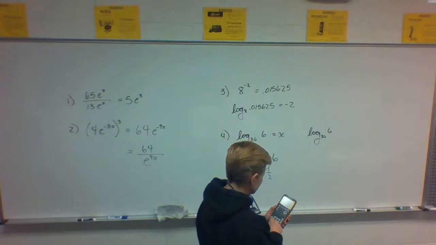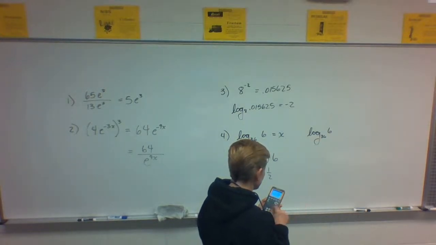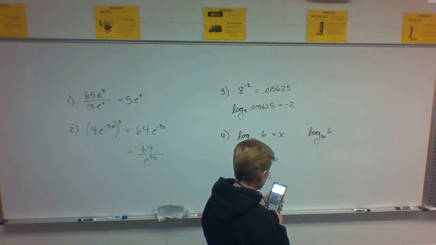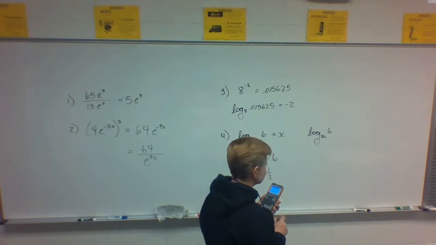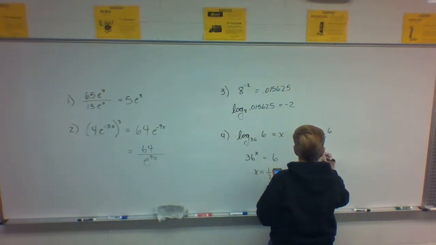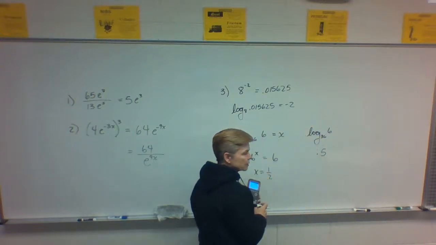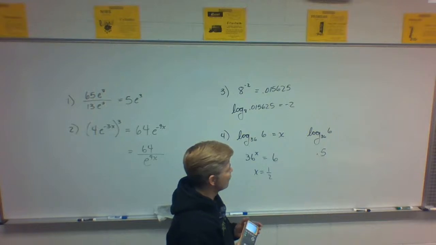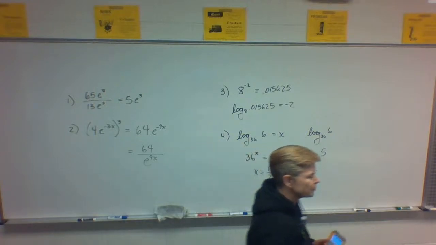But you would go common log of 6 or natural log, either one. Common log of 6, make sure you close the parenthesis, divided by the common log of 36. Close the parenthesis, and you get an amazing 0.5, which is exactly what we got here by reasoning it through a little bit. 0.5 or 1/2, I'll take either one.